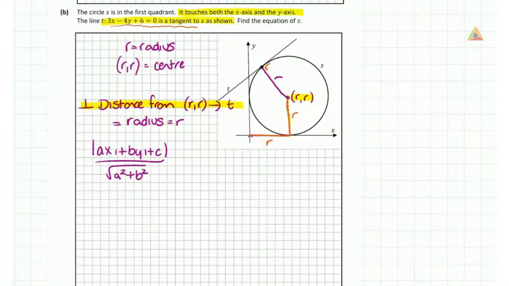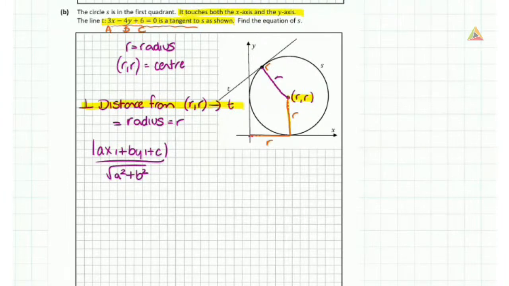There's my perpendicular distance formula, and we're going to figure out what A is, what B is, what C is, what X1 and what Y1 is. So my A, B and C come from my line. My A is 3, my B is minus 4, and my C is 6, just like we use in the minus B formula. And my X1 and Y1 come from my point, so that's from the centre.